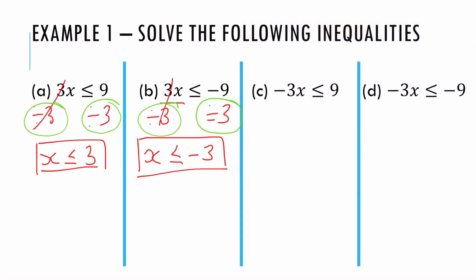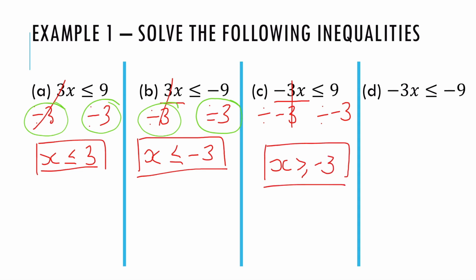Now look what happens in part C. This time it's a negative 3 multiplying by the x. So when we divide each side, we are dividing by a negative number. In this instance, the sign is going to flip. So what is currently a less than or equal to sign is going to become a greater than or equal to sign. So x is going to become greater than or equal to 9 divided by negative 3, which is negative 3. And the sign flips because we divided by a negative number.